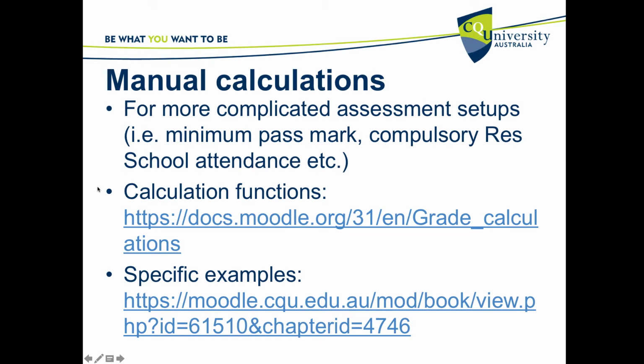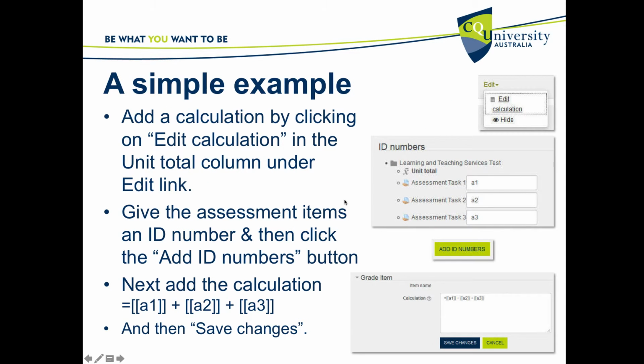So the final thing I want to talk about today is manual calculations. Occasionally for more complicated assessment setups, for example minimum pass marks, compulsory residential school attendance and so on, you may have to do a manual calculation to get your unit total to be correct. You'll find there are some specific examples on the Moodle help site at the URL on the screen, and that can be helpful for getting you to understand the setup. For today, we're just going to talk about a very simple example.